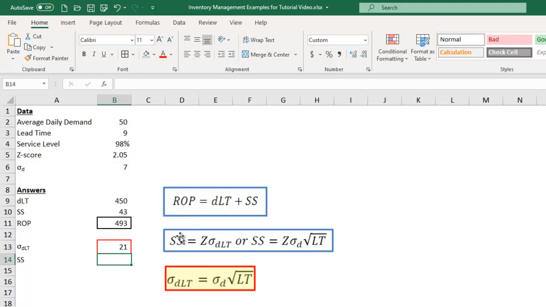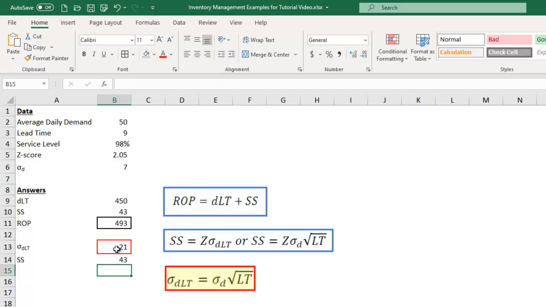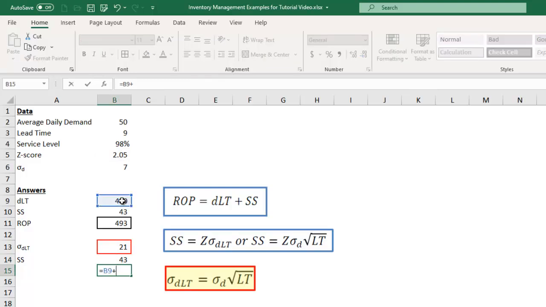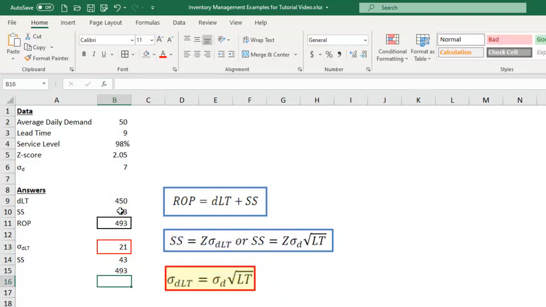And now let's compute safety stock using the first formula, z times the standard deviation of demand during the lead time period. So it's equal to z times the standard deviation of demand during the lead time period, right there. We also get 43, and of course if we took that 43 and add that to the demand during the lead time, we would again get 493.